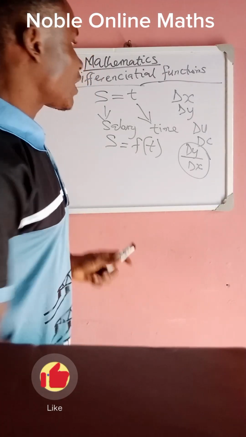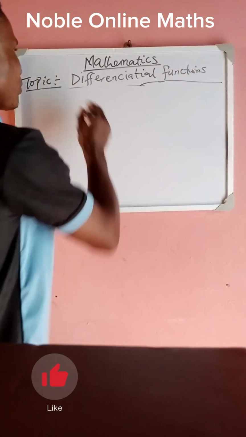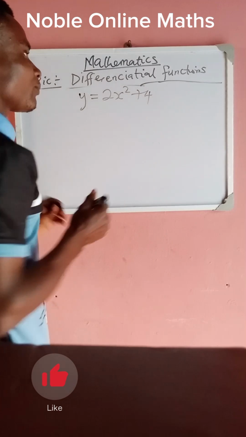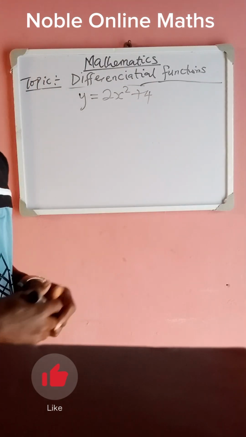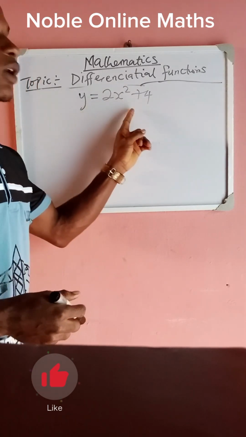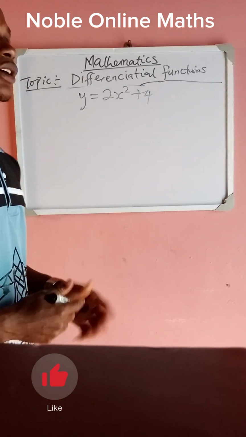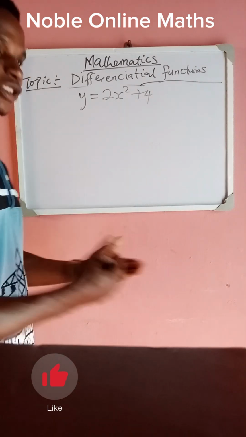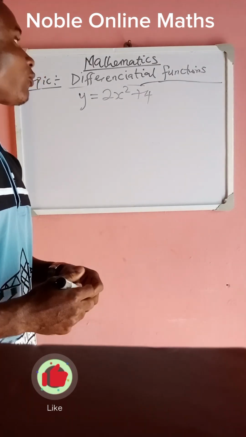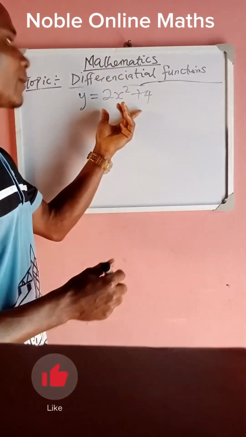Now, let's take an example. We have y is equal to 2x squared plus 4. In this expression, we want to find the change that occurred in y is equal to 2x squared plus 4. In differentiation, we have a standard way of solving, and we have what we call the first principle method of solving differentiation. We want to first find this using the first principle method to determine the value of this.